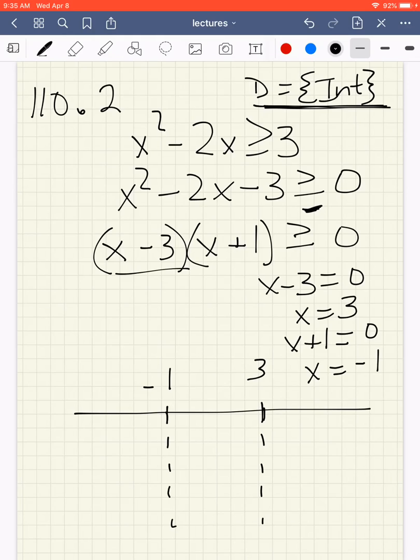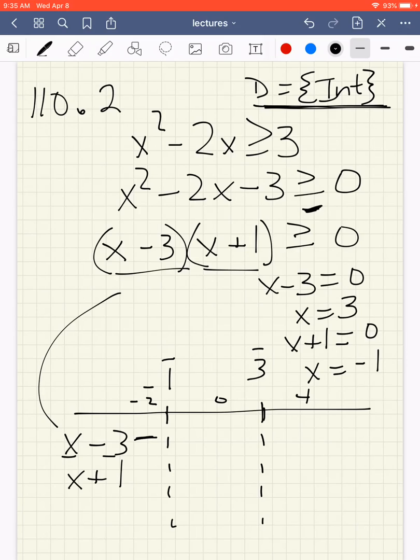And now I put these factors over here on the left, so x minus 3, x plus 1. And we pick numbers. So a number in this region might be negative 2, 0, 4. I always use 0 if I can. As long as 0 isn't one of these numbers, I can use 0 in one of the regions, because it's easy to plug it in. So minus 2 minus 3 is a negative 5. So this is negative. 0 minus 3 is a negative 3. So this is negative. 4 minus 3 is positive 1.